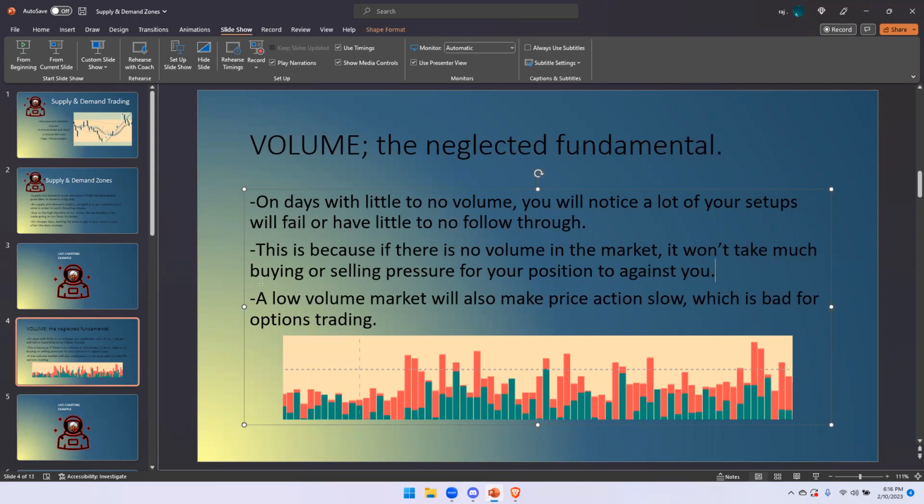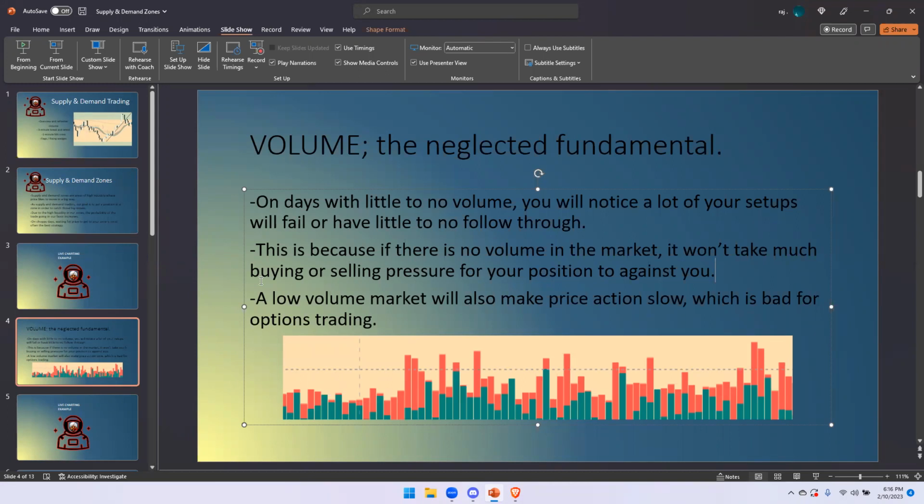Market makers love days with no volume. Days with no volume are the days that they make money. So it's best to just step aside. The really disciplined people are going to notice that there's no volume and just step aside and let the market makers make the money for the day. A low volume market, again, today was a perfect example, is also going to make price action really slow.